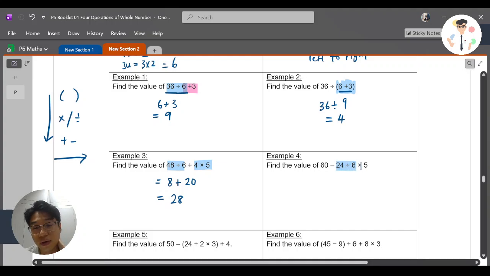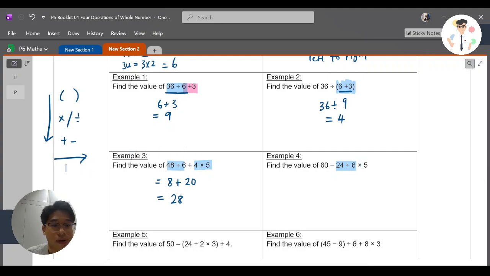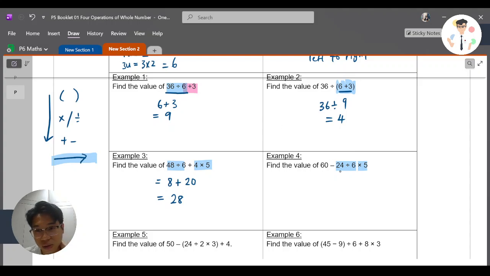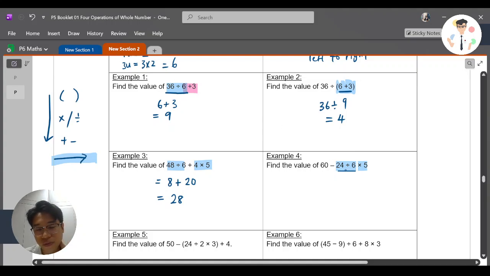Again, I have times 5 here, but according to the rules, I must do from left to the right. So I will need to divide by 6, then I multiply by 5. Then I will use 60 to minus that. Okay, you got the idea? So again, it will be like this. 24 divided by 6, it will give you 4. And 4, don't forget, I need to times 5.